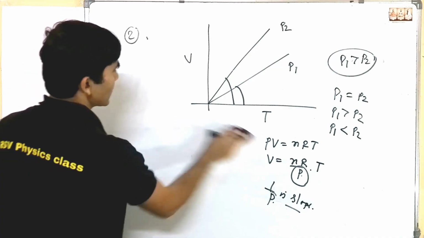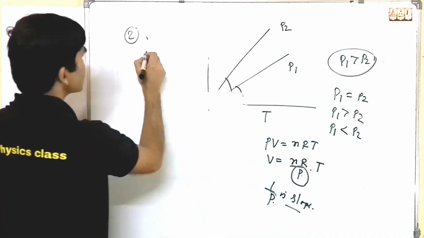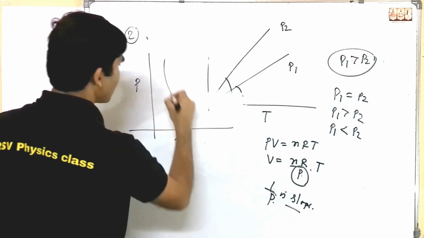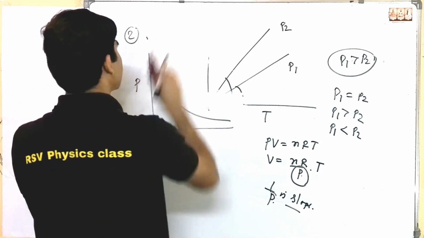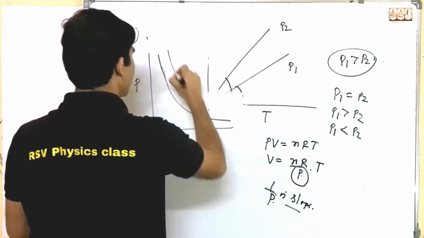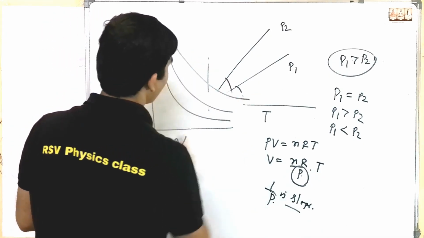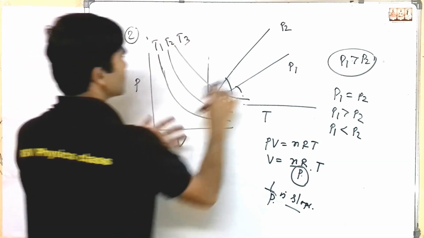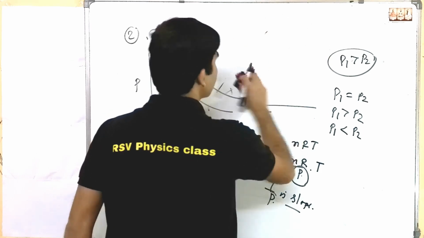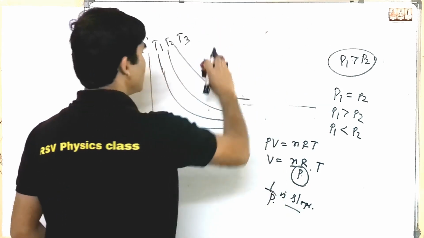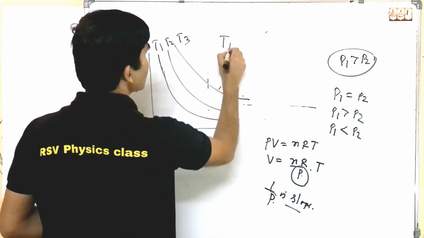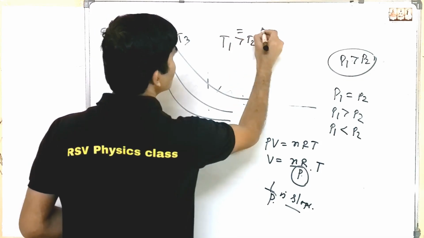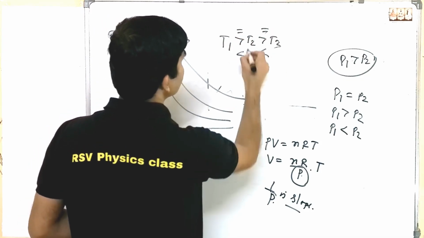Similarly, you can also draw the P versus V graph. This will again be a hyperbola, for different temperatures T1, T2, T3. The same kind of graph. What will be your comment about these temperatures: is T1 greater than T2 greater than T3, or equal, or less than, which one?